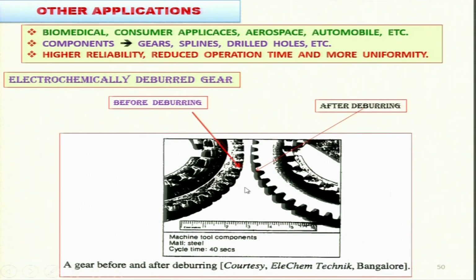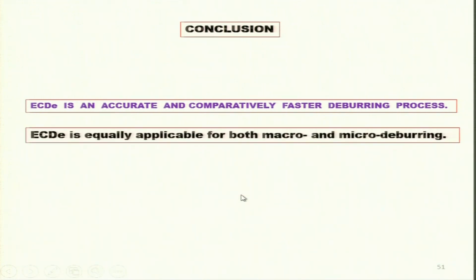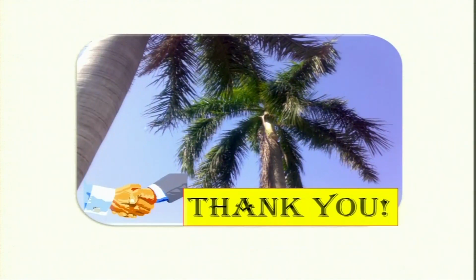So these are the deburred parts you can see over here. Conclusions: electrochemical deburring is an accurate and comparatively faster deburring process as compared to other processes which we have already seen. Electrochemical deburring is equally applicable for both macro and micro deburring. Thank you very much.